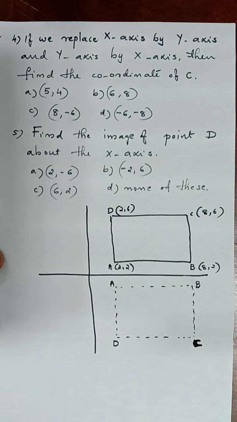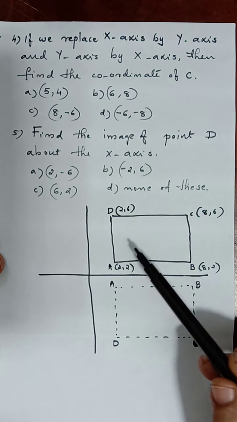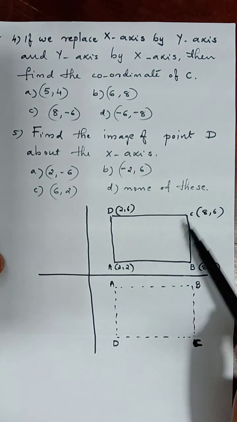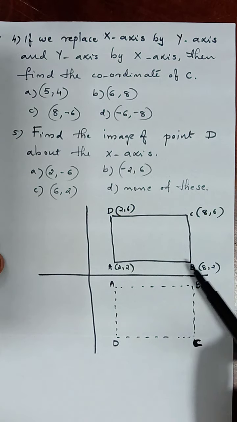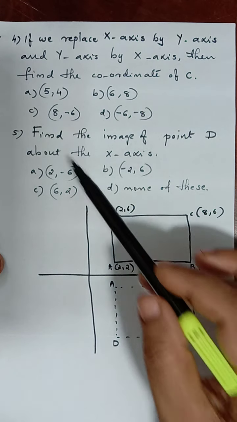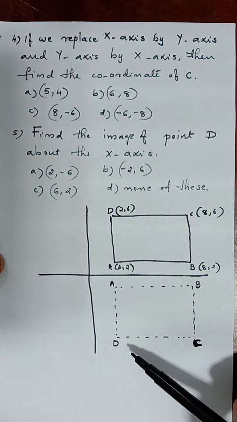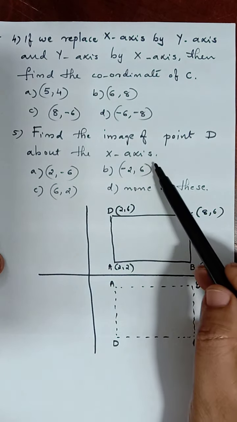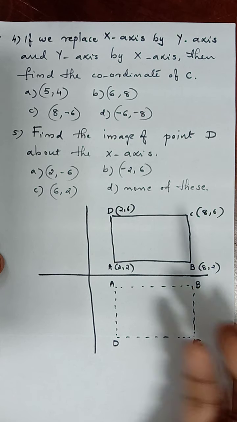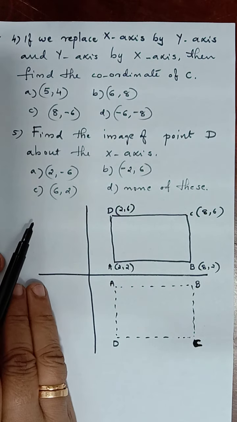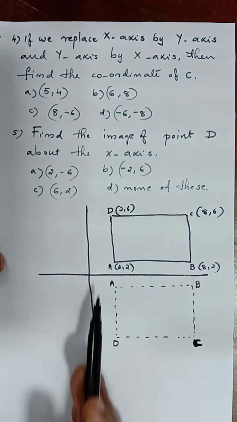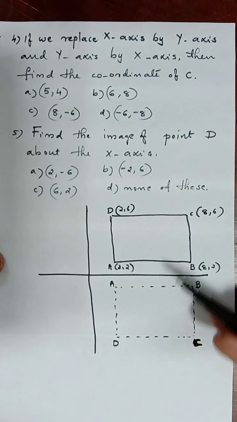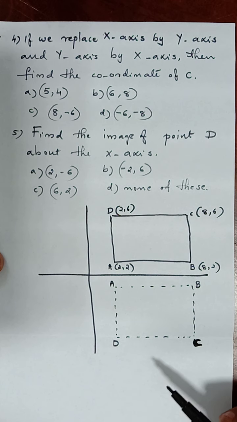Let us see question number 5. Find the image of point D about x-axis. Here actually the figure is not there. The previous figure is there. That is only the first quadrant you can see. A, B, C, D as a rectangle. So according to the question I have drawn the figure here. Find the image of point D. That is actually the rectangle's image about x-axis we have to draw. If it is about y-axis, it will come on the left side of it. If it is about x-axis, it comes to the lower part of the x-axis.